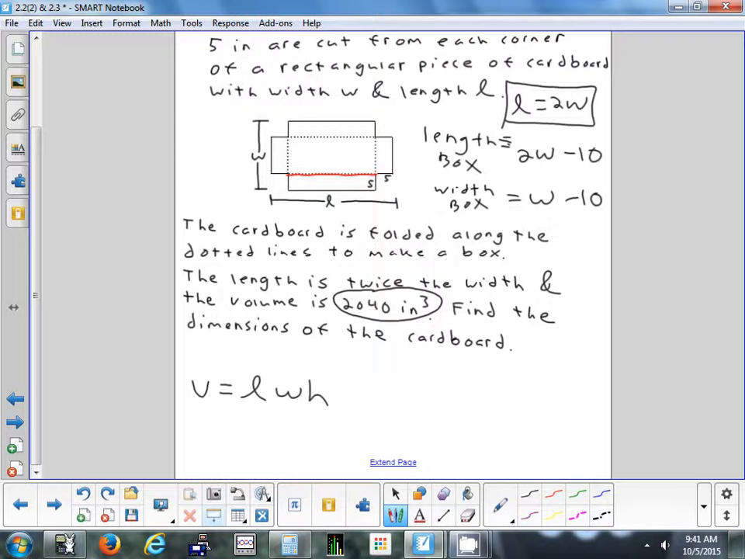So we started with this fact: L equals 2W. Found the length of the box. The length is 2W minus 5 minus 5. Right? Here's your width. The width of the box after we fold it is going to be the original width minus 5 minus 5. And we'll just squeeze in the height of the box. What's going to be the height of my box when I fold the sides up?